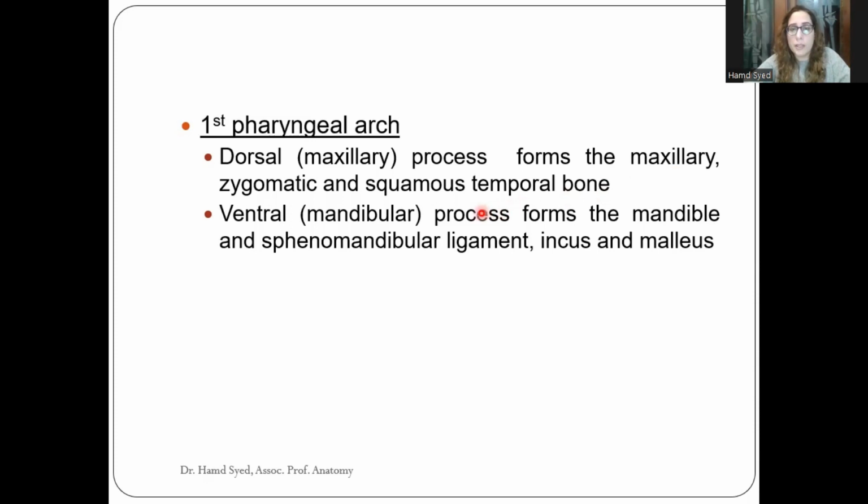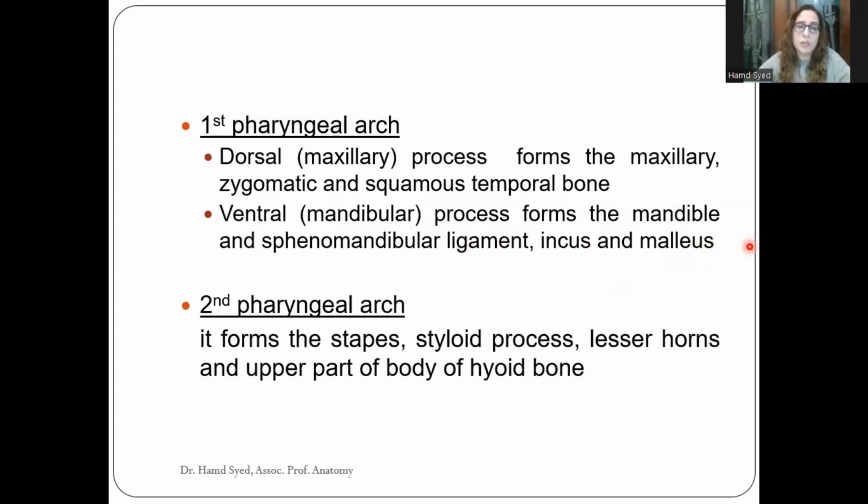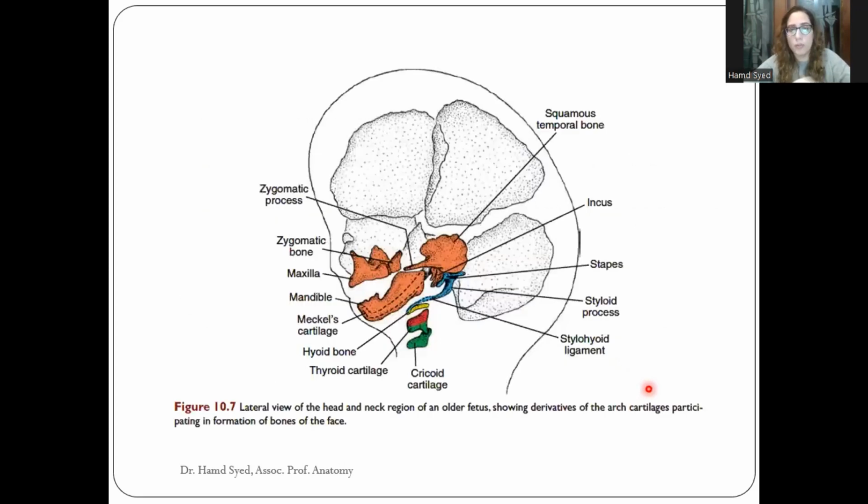Whereas the mandibular process of the first arch forms our mandible, which is the lower jaw, and also these tiny bones in the middle ear cavity, that is the incus and malleus. The second pharyngeal arch forms the stapes, which is the third tiny ossicle bone in the middle ear cavity, as well as the styloid process, which is present on the side of the skull, the lesser horns and upper parts of the body of hyoid bone. So hyoid bone is a bone which is present in the upper part over here in the neck region, and it's formed partly by the second pharyngeal arch.